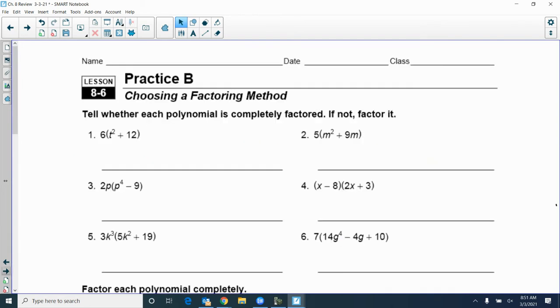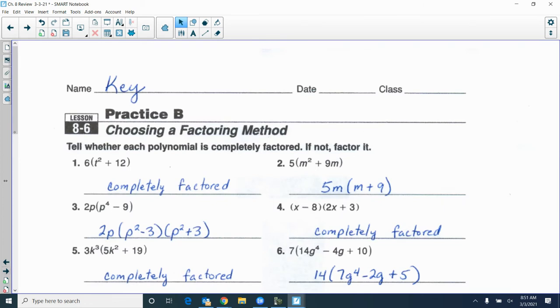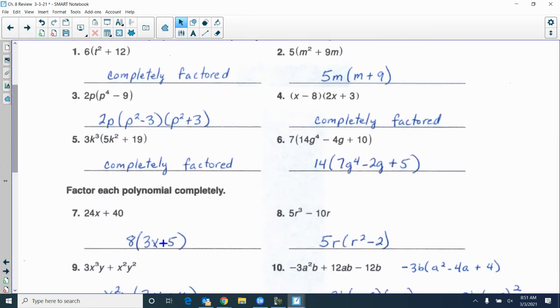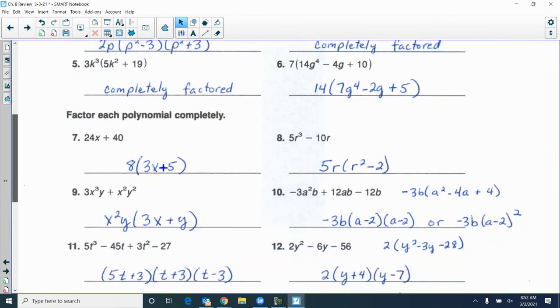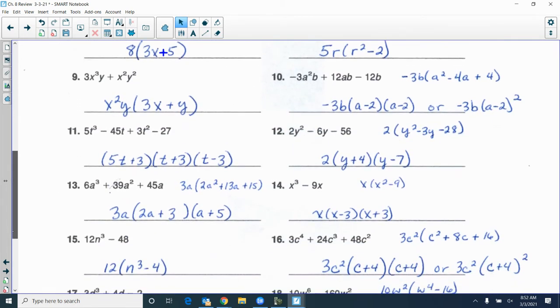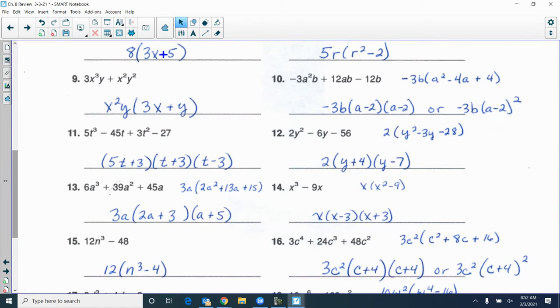Okay, so here is the key. And again, if you want to go over any of these, we can go over those. Christian? You go over 13. All right, hold on. Let's look at this top half, and then we'll do 13 together. Is there any 1 through 8 that we want to see? Any 9 through 16 besides 13?